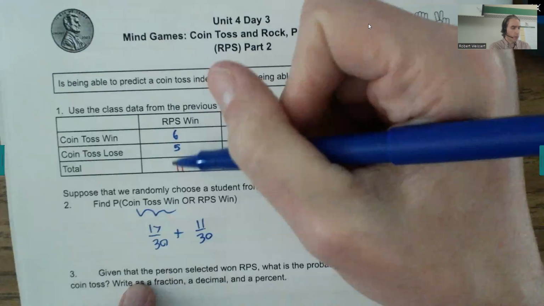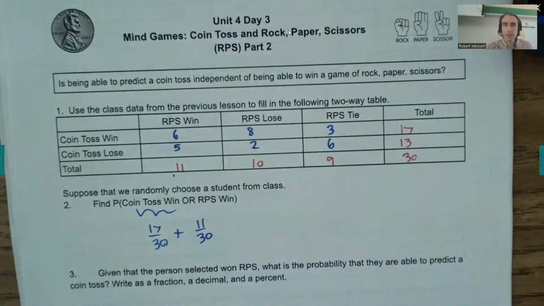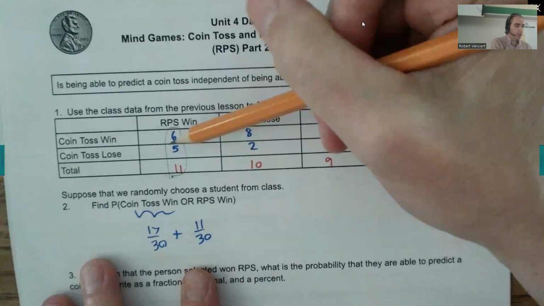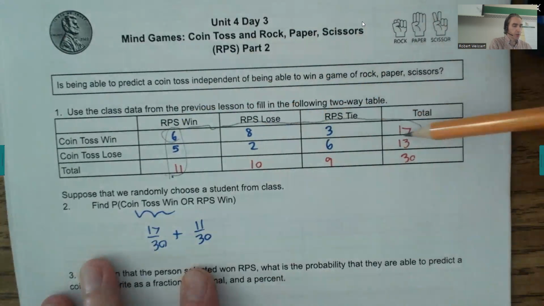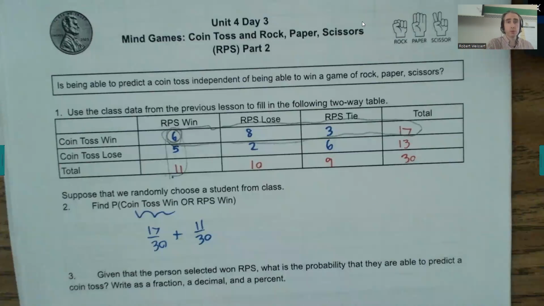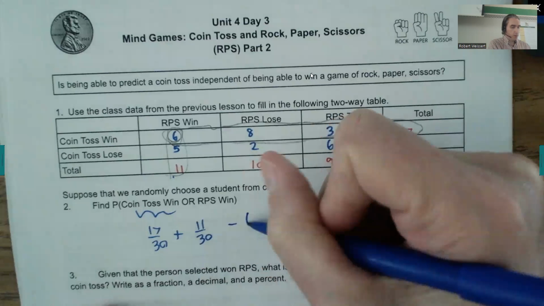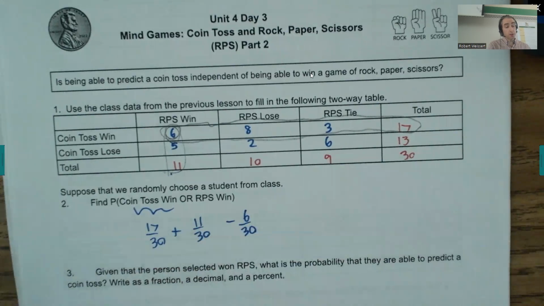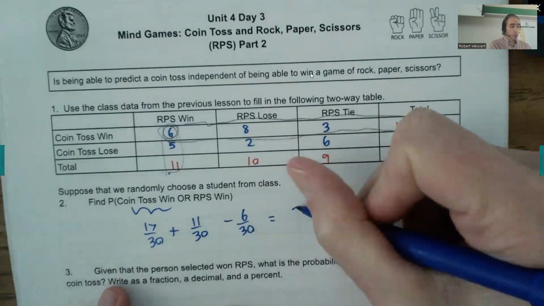When we do that, let me use a pencil here. Hold on a second. We do not want to count the 6 here twice, right? So you've got your coin toss wins, rock, paper, scissors wins, and this 6 is going to be overlap. So we always want to subtract that overlap. So we're going to subtract that 6 from those. Take a minute to answer that. And we're going to get our answers in fractions, decimals, and percents. So 17, 11, and negative 6, those are going to combine to 28 minus 6. And you get 22 out of 30.